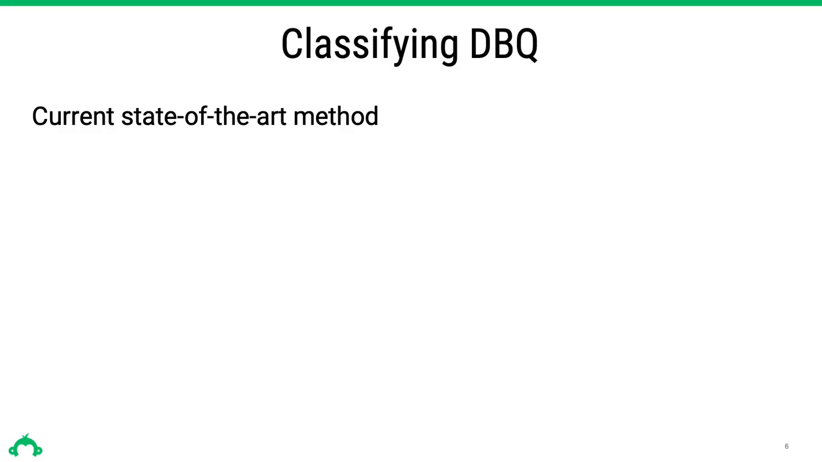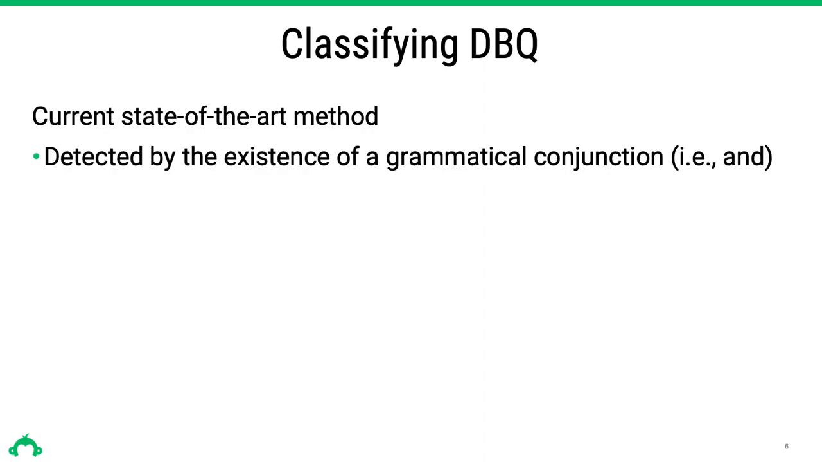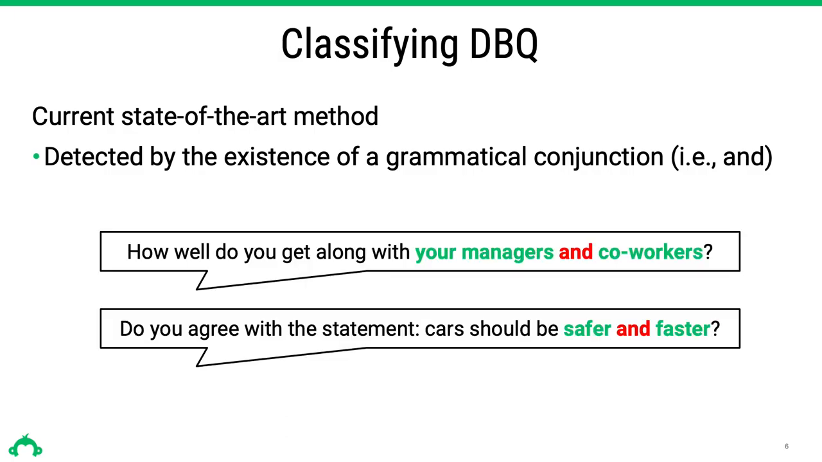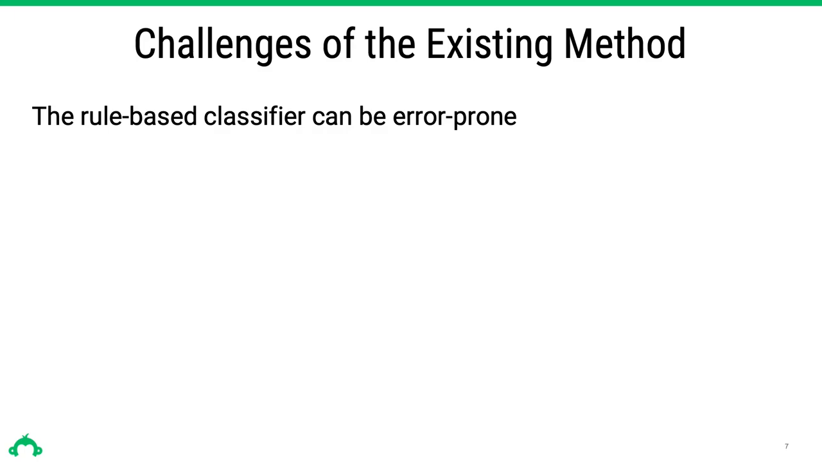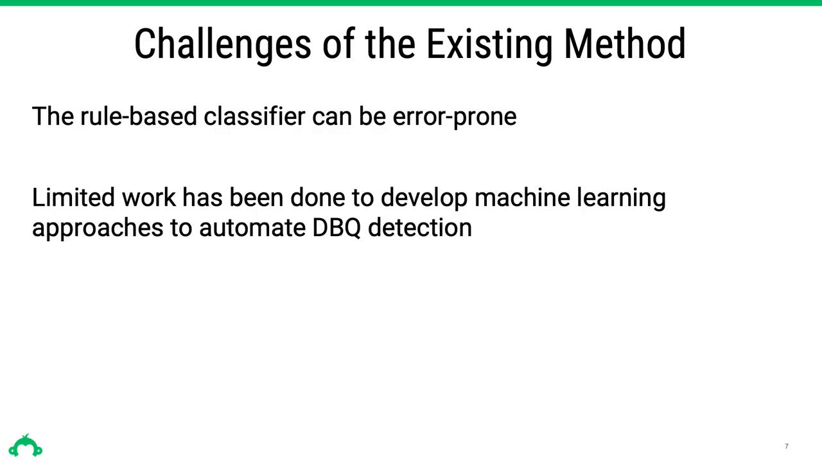Although double-barreled questions are common, there is limited research work in automatically detecting them. The current state-of-the-art method is to identify the existence of grammatical conjunctions to detect double-barreled questions, such as finding the "and" token in the two examples. This rule-based approach can be error-prone because it is not generalizable to all cases, and there is limited work in developing machine learning approaches to classify double-barreled questions.